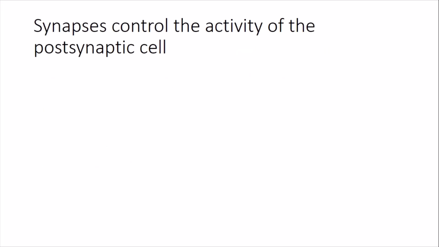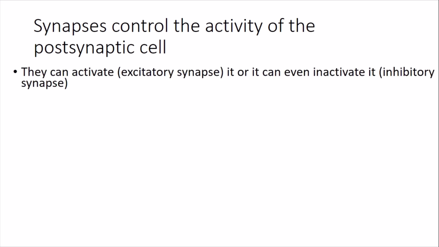So, first of all, let's start with this idea. Synapses, as we saw in the previous video, control the activity of the postsynaptic cell. Like, for example, muscles. They can activate, like in the case of an excitatory synapse, or even inactivate these cells, like in the case of an inhibitory synapse. So what does that exactly mean?